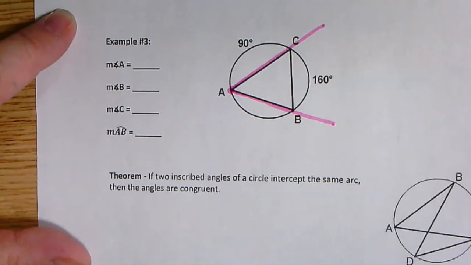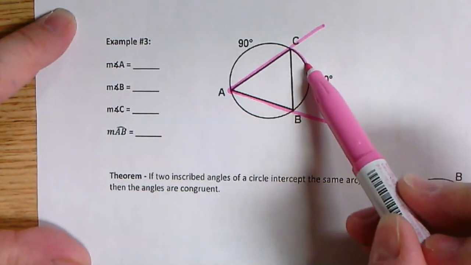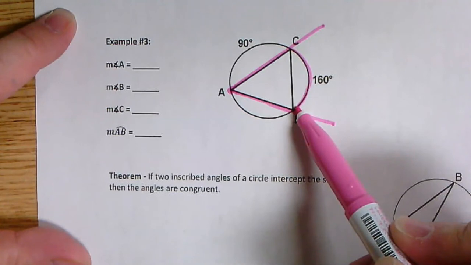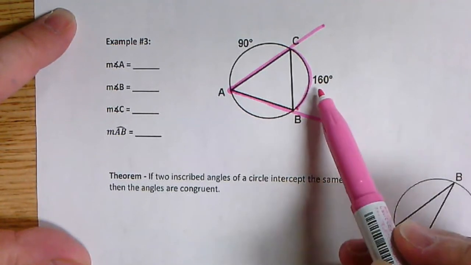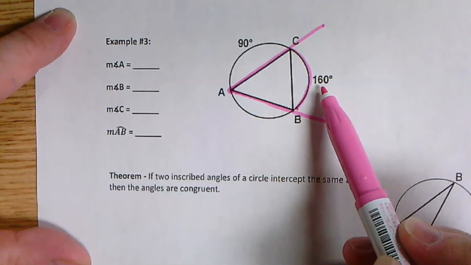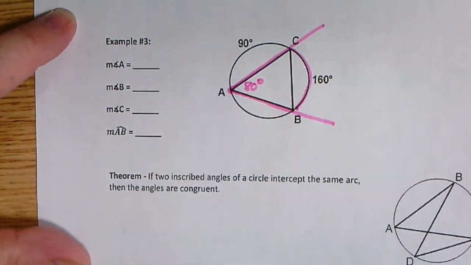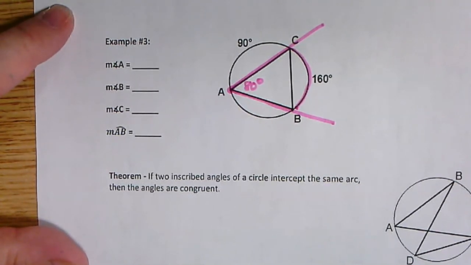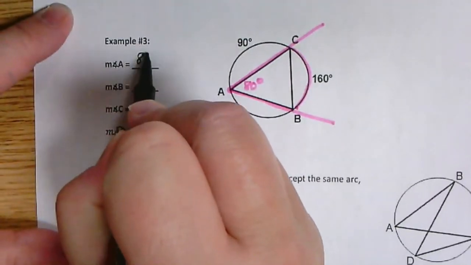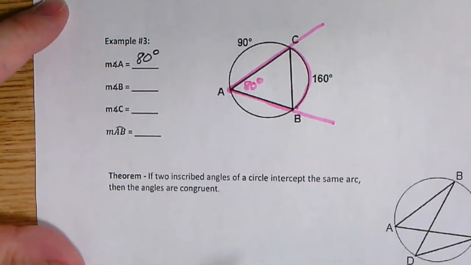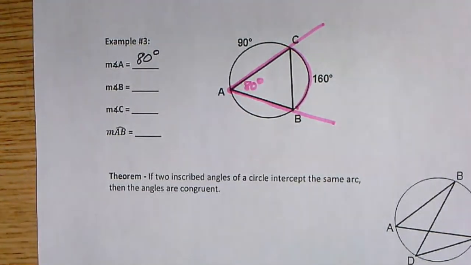So angle A intercepts arc BC or CB, which is 160 degrees. That means angle A would have to be half of 160 degrees, or 80 degrees. Okay, so I'm going to go ahead and write that over to the side. Maybe pause your video and see if you could find the measure of angle B. All right, so angle B, and I'm going to do this on a separate sheet of paper if I can. Let's see if I have another one.